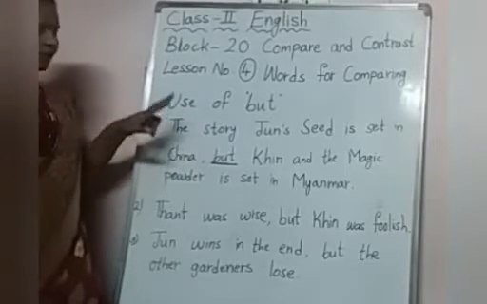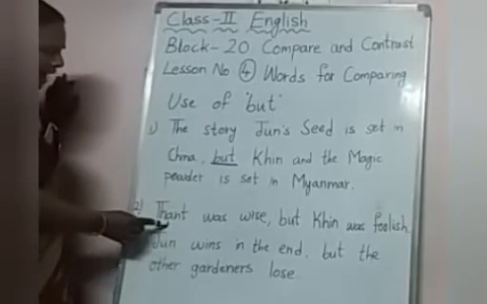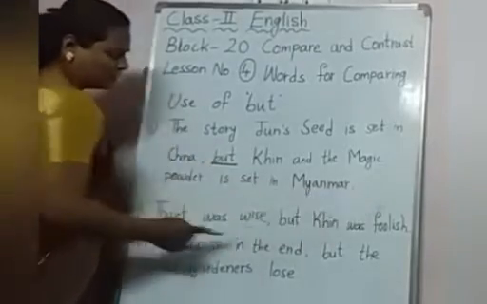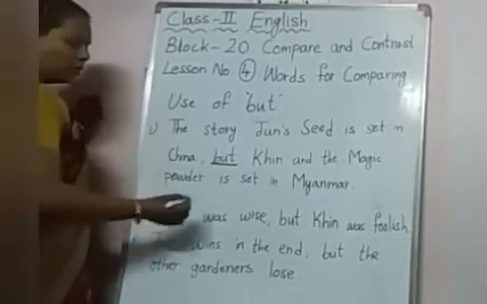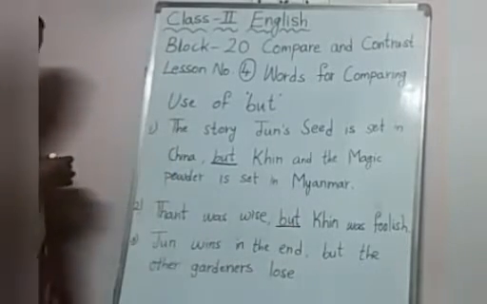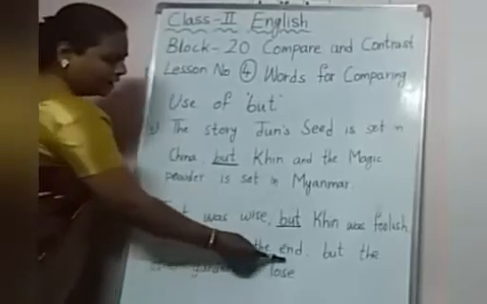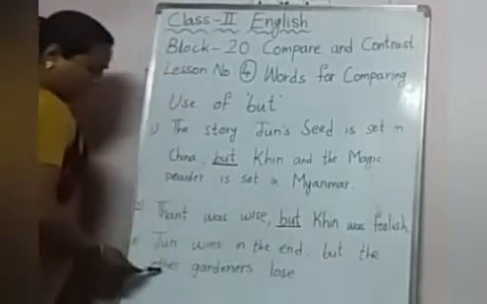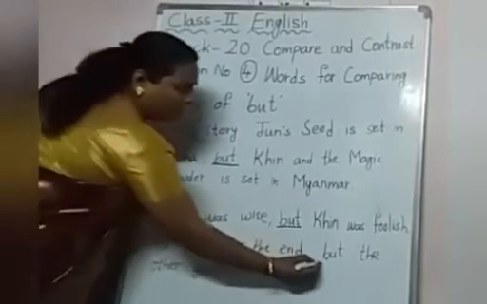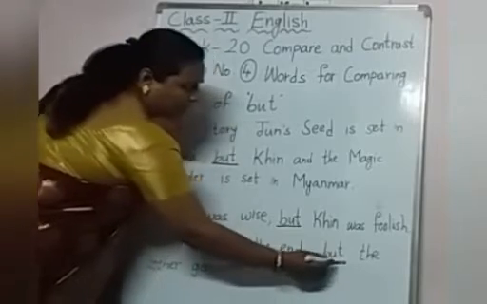Jan's Seed is from China, but Ken and the Magic Powder is Myanmar. From two different places. Second sentence. Tant was wise, but Ken was foolish. Third sentence. Jan wins in the end, but the other gardeners lose. What is the difference between the winner and the other gardeners?